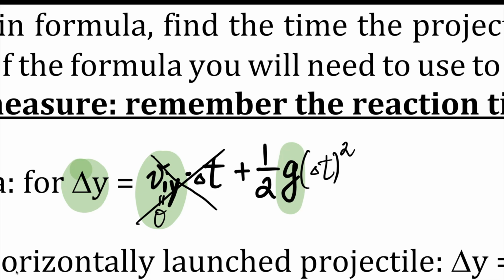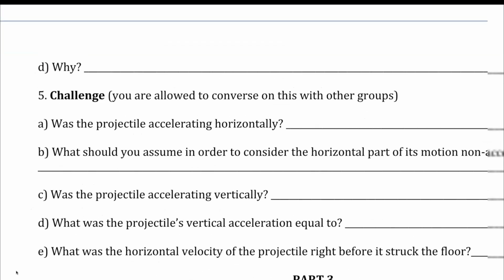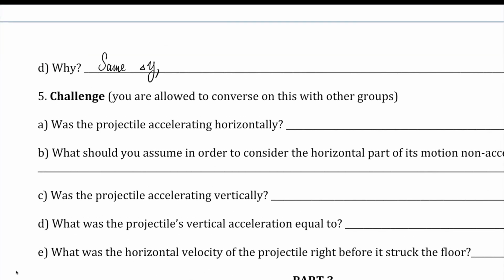So all markers spent, providing they were knocked off of the same table, the same time. Those markers in one group all had the same time. So y, that was the same change in y, g, and v initial y equals 0. So if everything is the same, change in t was the same.